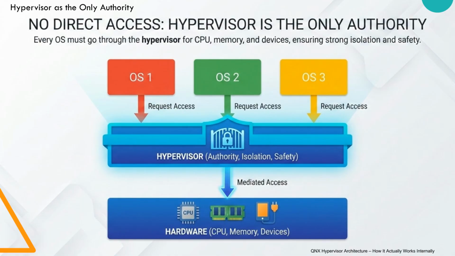The hypervisor sits in between and becomes the only authority controlling access. Every operating system must go through the hypervisor to use CPU, memory, or devices. This is what gives us strong isolation and safety.